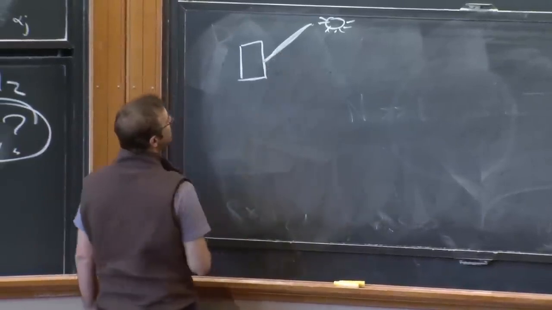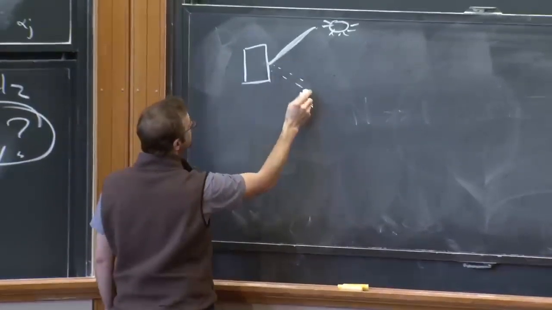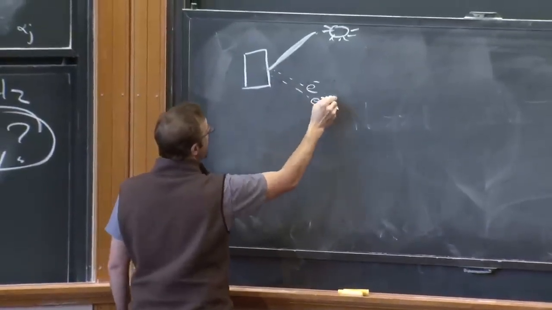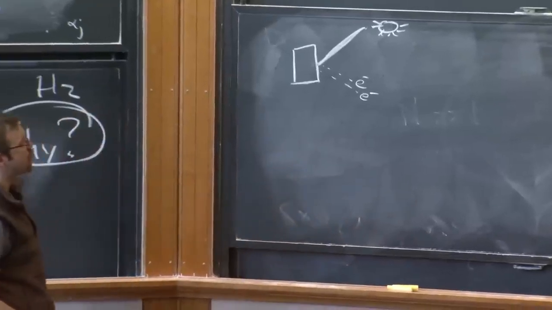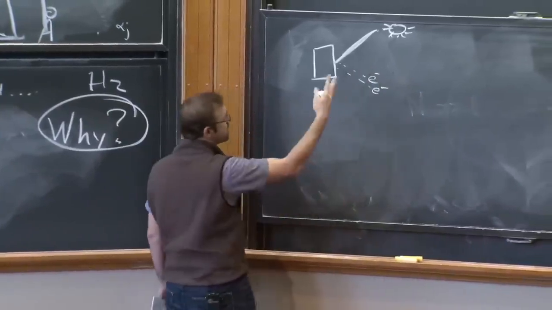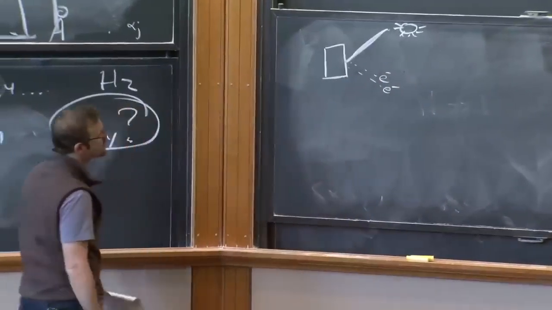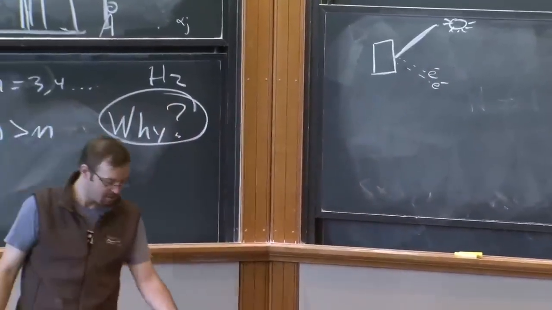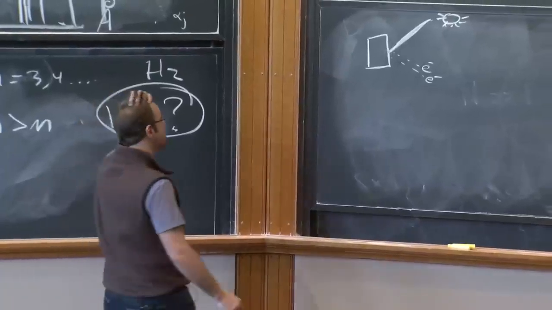You shine light on a piece of metal, and every once in a while what happens is electrons come flying off. And the more light and the stronger the light you shine, you see changes in the way that electrons bounce off. So we'd like to measure that. I'd like to make that precise. And this was done in a really lovely experiment. And here's the experiment.